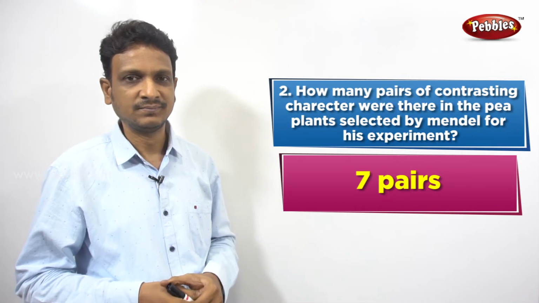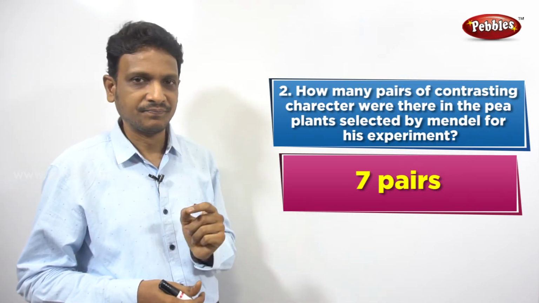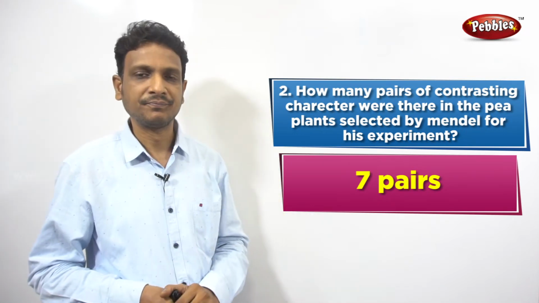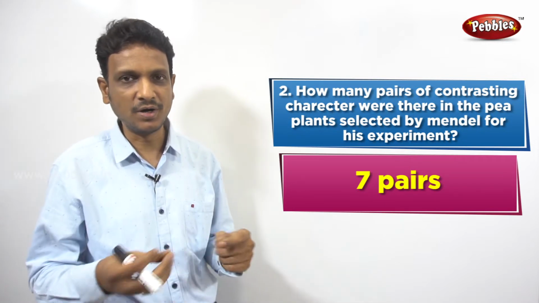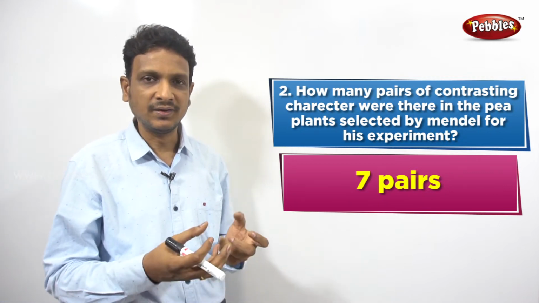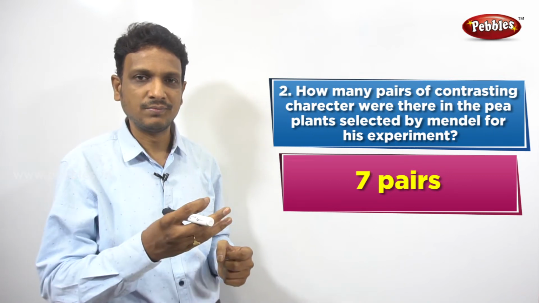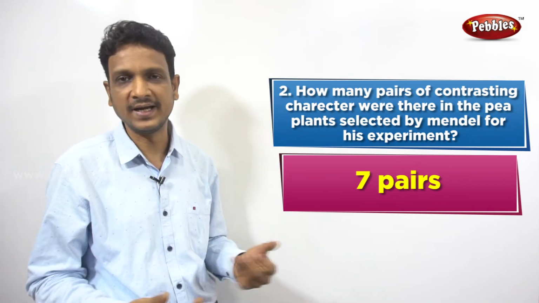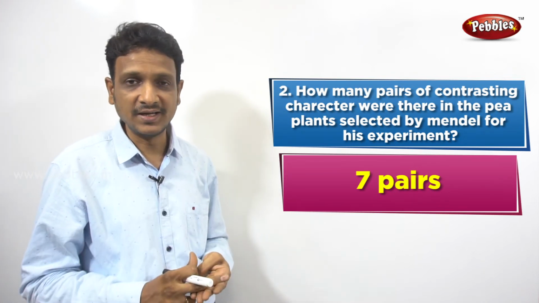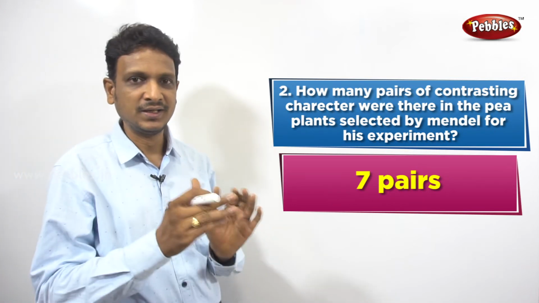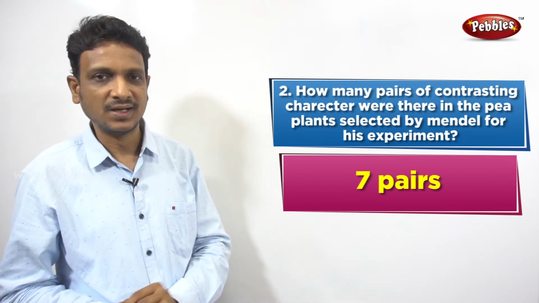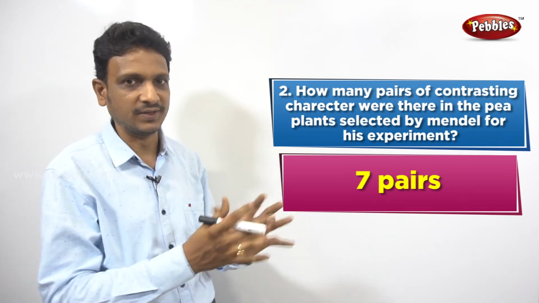Contrast characters. Seed color: the pea seed color, green, yellow. Seed shape: round, wrinkled. Pod color: green, yellow. Pod shape: smooth and wrinkled. So the pea pod is also in different color and different shape. So 4 characters: seed color, seed shape, pod color, pod shape. Then flower color, flower position, and the length of the stem. These are the 7 contrast characters of the pea plant which he selected for his experiment.